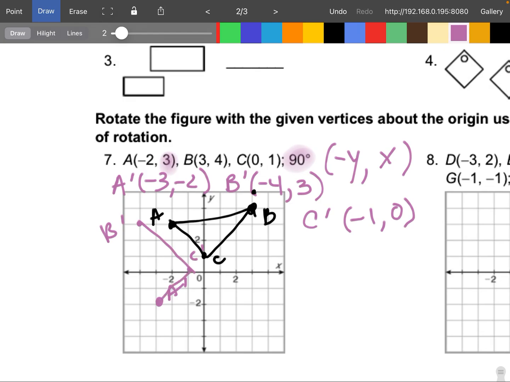So it's really important that you write the coordinate points down, because it can be quite challenging, especially for rotations, to get it right just by looking at the image.